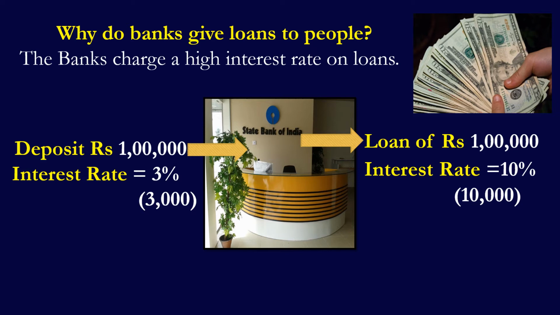That means if you are taking a loan of 1 lakh rupees, the bank will charge 10,000 rupees per year interest on your loan. You would have to pay 10,000 per year to the bank as the interest on 1 lakh rupees. But when you deposit 1 lakh rupees in the bank, it will pay only 3,000 rupees as interest on your amount. This difference between interest rates is the main source of income of the bank.